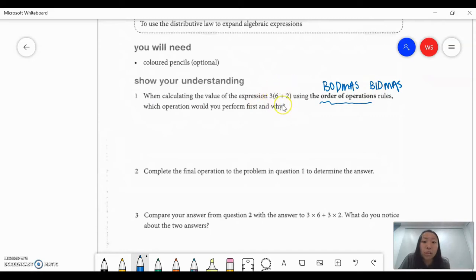If we look at BIDMAS over here, we have 3 times, so this is like a multiplication sign here, but we do have brackets as well, and in the brackets we have addition. So looking at BIDMAS, it starts with the letter B. Therefore, we will first perform the operation of adding 6 and 2 within the brackets itself, because the question is asking which operation would you perform first. So that's 6 plus 2, because the operation inside brackets must be performed first.